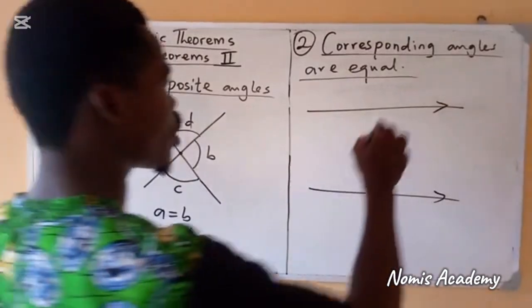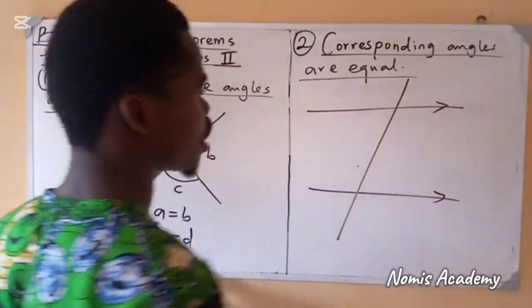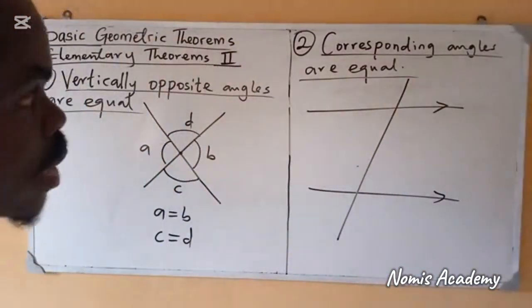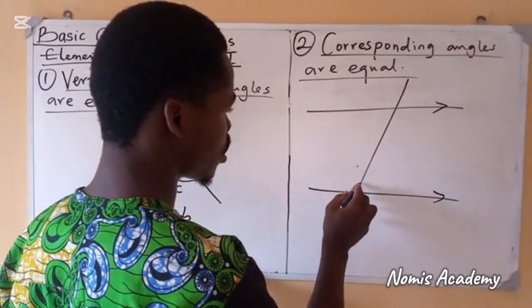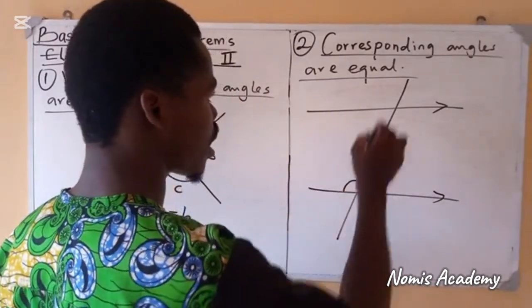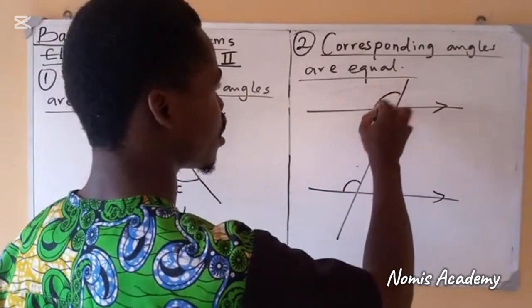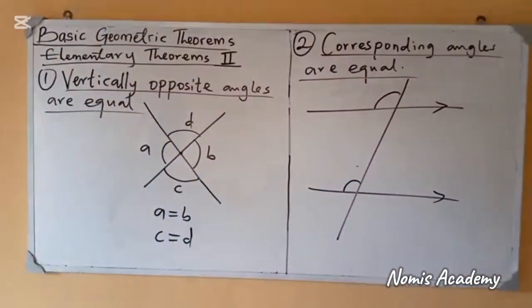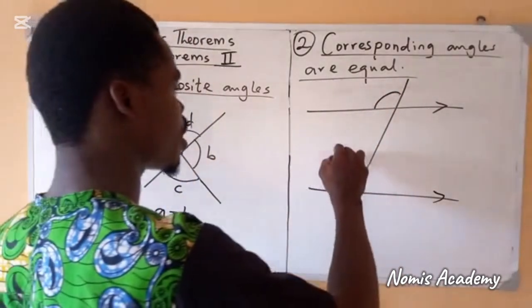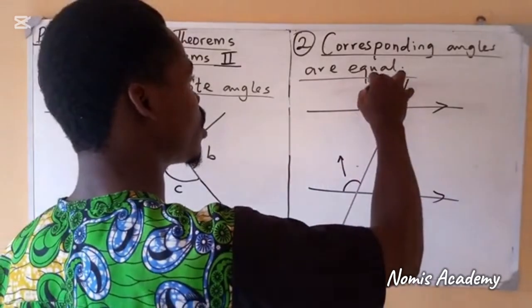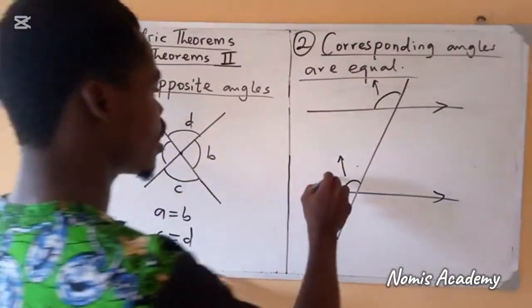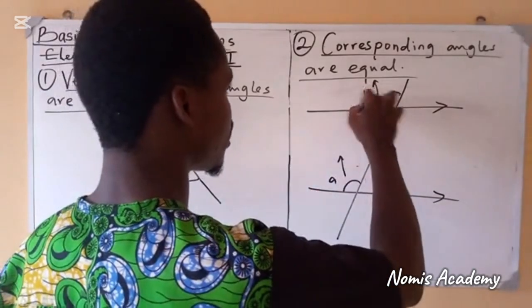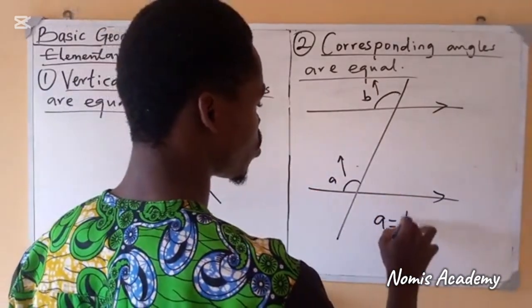Then we draw a transversal line. Okay, this is a transversal line. Now, to identify the corresponding angle, just take a look at this angle and this angle. They look alike, and they are facing the same direction. So we can call this angle corresponding angle. Let's call here A, and then here is B. So A is equal to B.